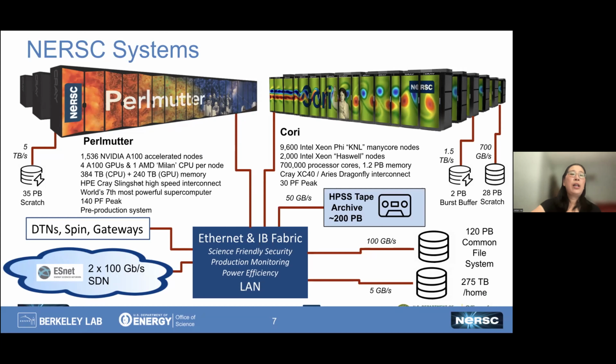And Perlmutter here has 1,500 NVIDIA A100 GPU nodes, and each GPU node has 4 GPUs and 1 Milan CPU. It also has CPU nodes itself. Perlmutter is number 8 in the TOP500 in June 2022, and last year it was number 5.